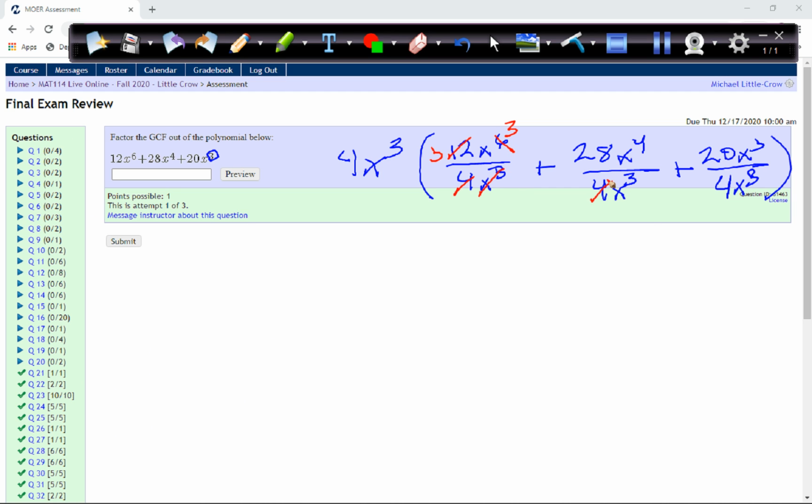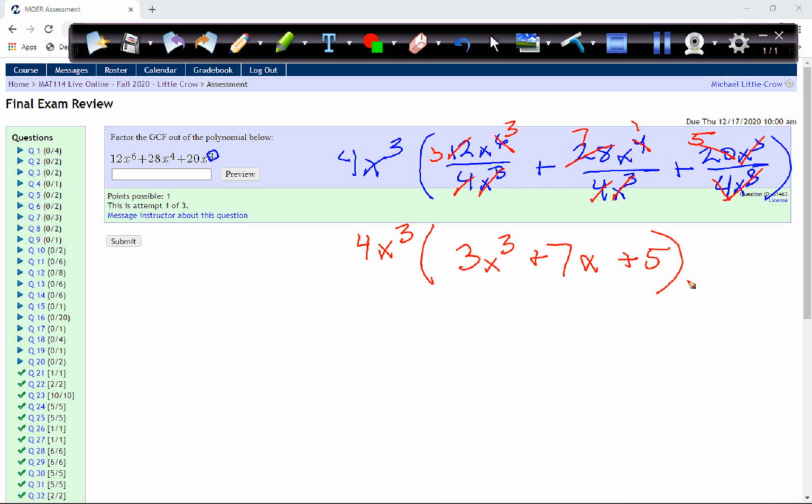28 divided by 4 is 7. And then when I subtract 4 minus 3, all I have is 1 left. So this cancels, and I'm left with x to the 1 power. 20 divided by 4, so 4 goes into 4 once. 4 goes into 20 5 times. And then x to the third cancels with x to the third. That's just 1. So our final answer is going to be 4x to the third, 3x to the third, plus 7x to the first power, plus 5.